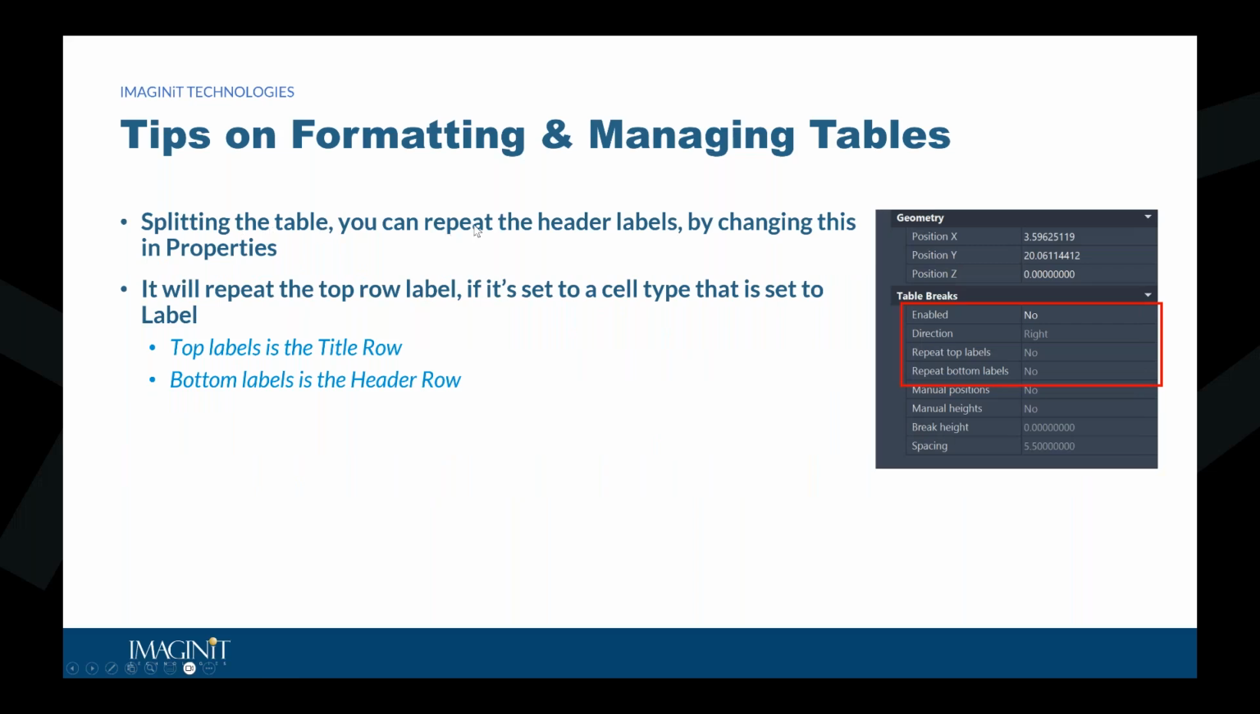So when you split the table, you can repeat the header labels by changing this in properties. It will repeat the top row label if it's set to a cell type that is a label type. So top labels is the title row, and then repeat bottom labels is the header row. If you don't have a header row, it won't repeat that, but if you have a top label in the title row, it will.